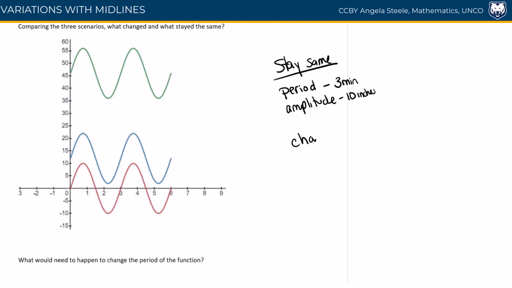And then what changed was the midline. And that was where we placed that ruler or that horizontal line, that the distance from the dot to that line is what changed.